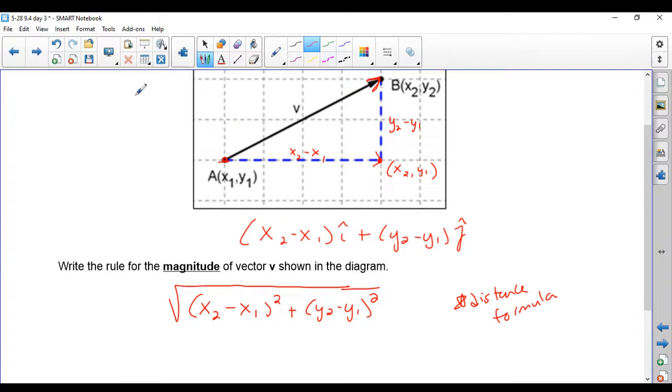You're going to do some algebraic calculations with vectors today, and then we're going to do one more day of vectors next week before we do a little review and a quiz on 9.3 and 9.4.